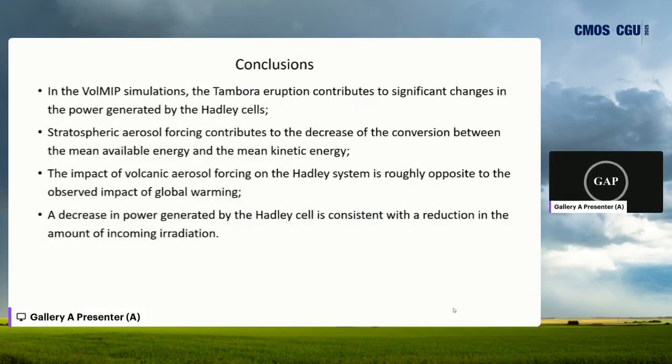So in conclusions, we have the stratospheric aerosol forcing. It contributes significant changes, especially for the Tambora eruption. And another important point, we have an opposite trend in comparison with the greenhouse gas effect. So increasing for greenhouse and decreasing for volcanic eruptions. So thank you for your attention.